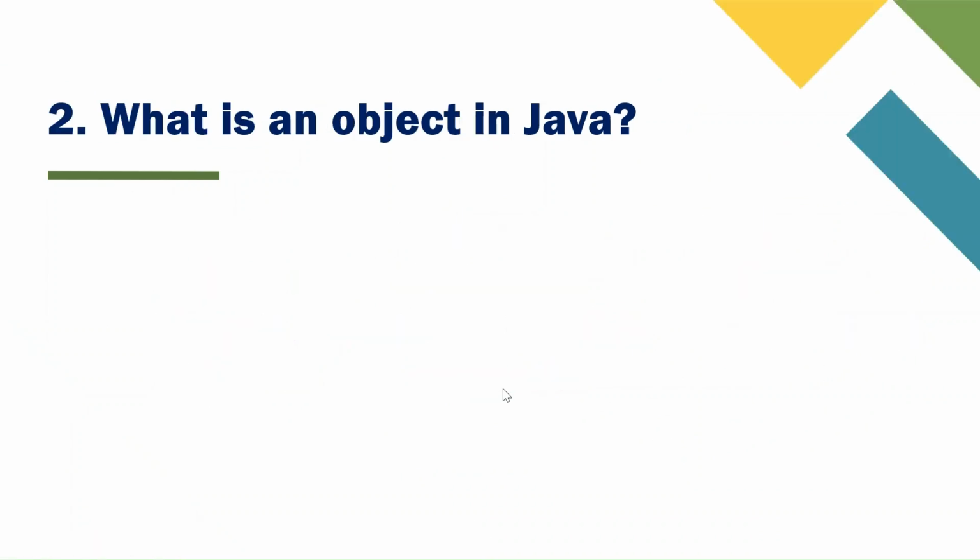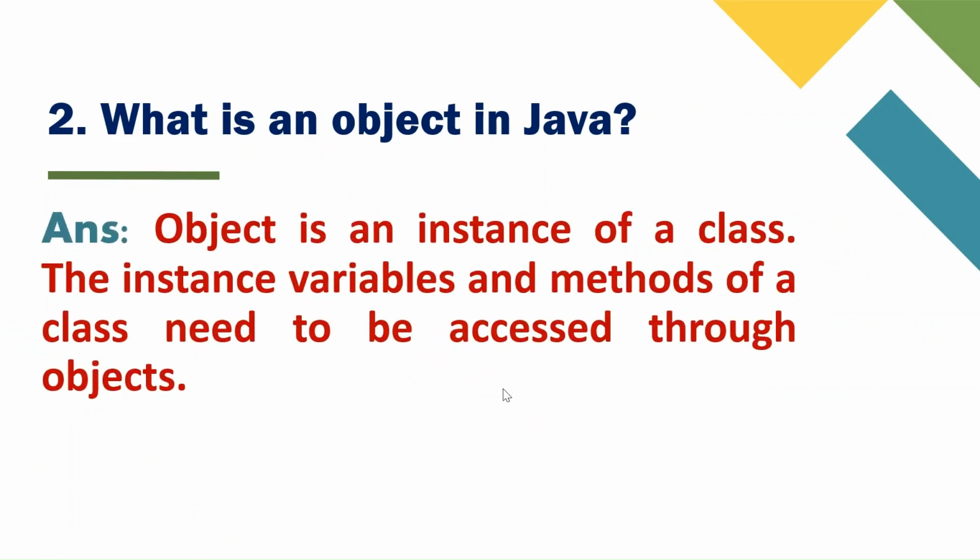Now what is an object in Java? An object is an instance of a class, and in order to access the instance variables and methods, we require objects. So an object is called a runtime entity of a class.